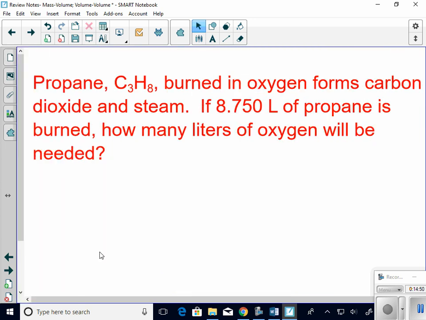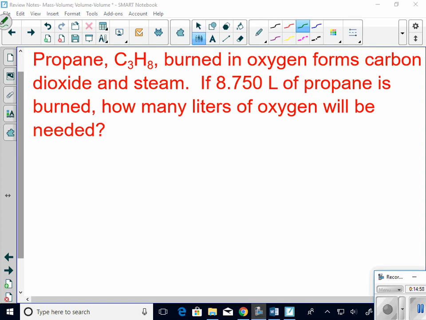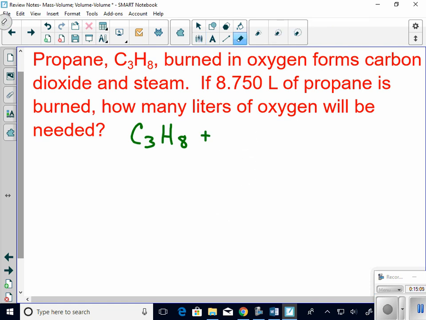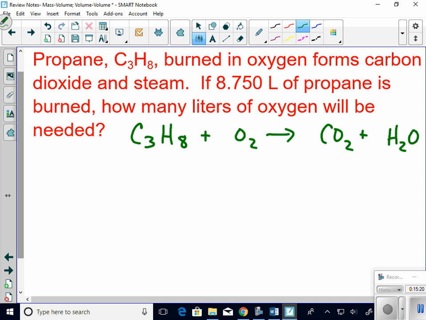Let's roll with one final one. Propane is burned in oxygen to yield carbon dioxide and steam. Steam's just water in the gaseous state. I go through to balance out my chemical equation.